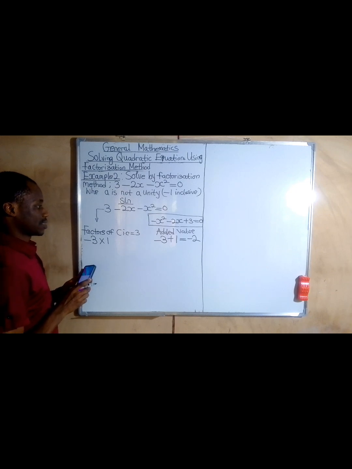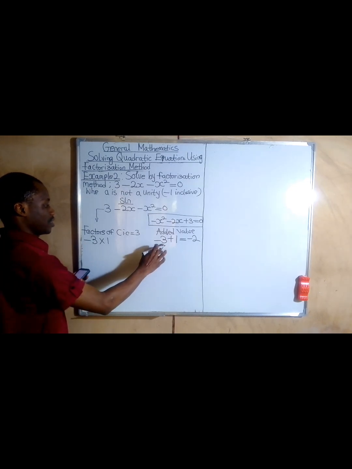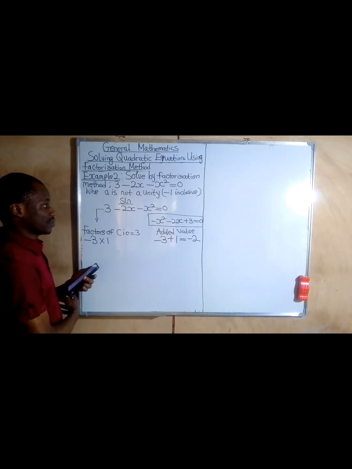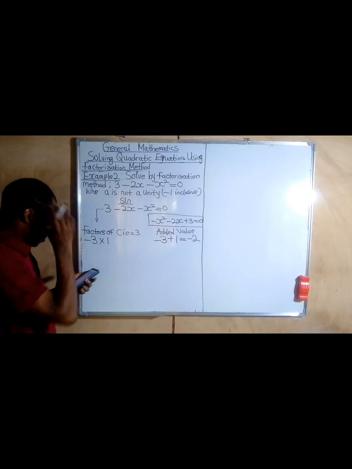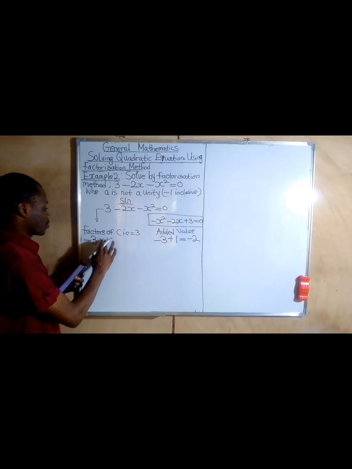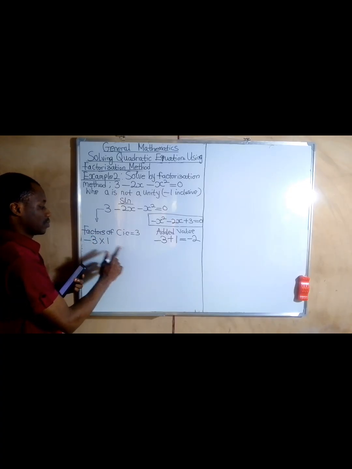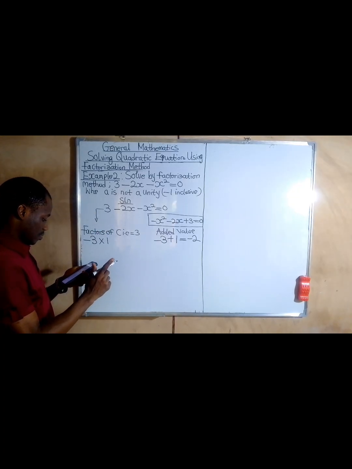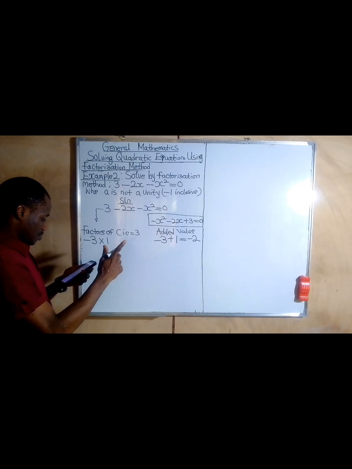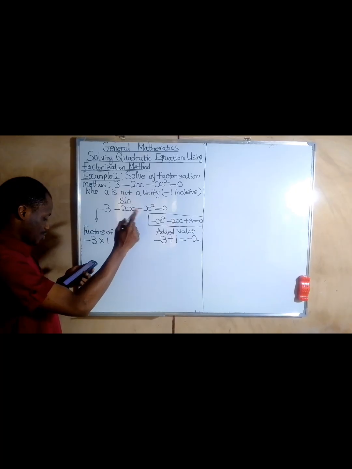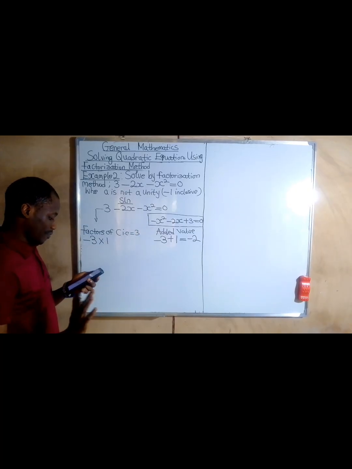I don't know if you understand that. You are owing somebody 3 naira, pay with 1. What are you expected to have? You're expected to be having negative 2 there. Now, since we have something like this, we have minus 3 times 1, which is positive 3, because the question says 3 minus 2x minus x squared equals to 0. I'm just trying to confirm the question, please.